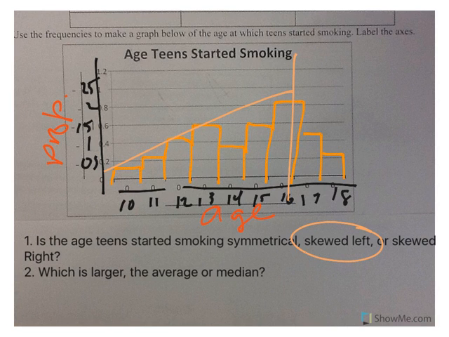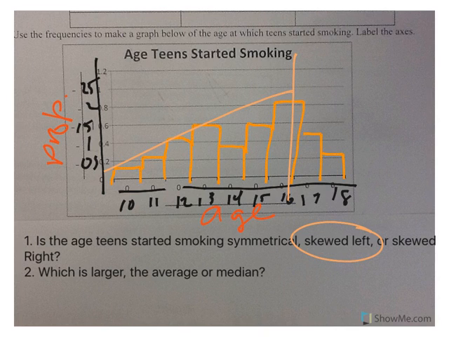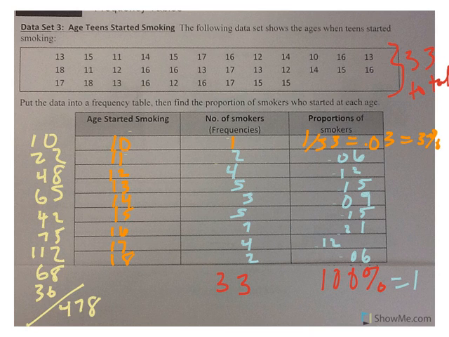So to find the average, I'm taking 478 divided by the 33 people I have, and my average is 14.5. Now the median is a little bit harder. We can't cross them out on the histogram because we have proportions. And if we go to the table, it's not as easy with the frequencies, so we might have to either put the numbers in order or cross them out different ways, and you can think of this however you like.